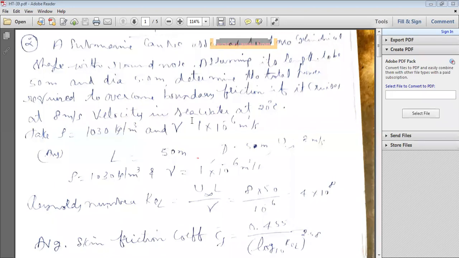In the case of a flat plate, how do you calculate area? For a rectangular area, length into breadth, L into B. But in the case of a cylinder, how do you calculate surface area? Circumference into length, pi D L, where D is the diameter and L is the length of the cylinder. So, the second problem on this turbulent flow condition. All of you read the problem.